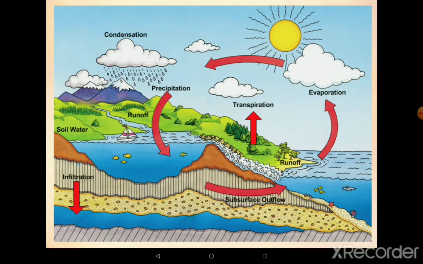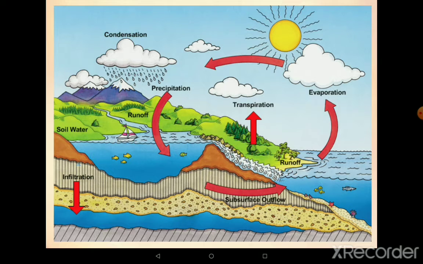You can see the diagram. The water from oceans, seas and rivers, when it gets heated due to the sun rays, becomes water vapor and rises up in the air through evaporation. This process is called evaporation. The water vapor then cools and changes into minute water droplets. This is called condensation.